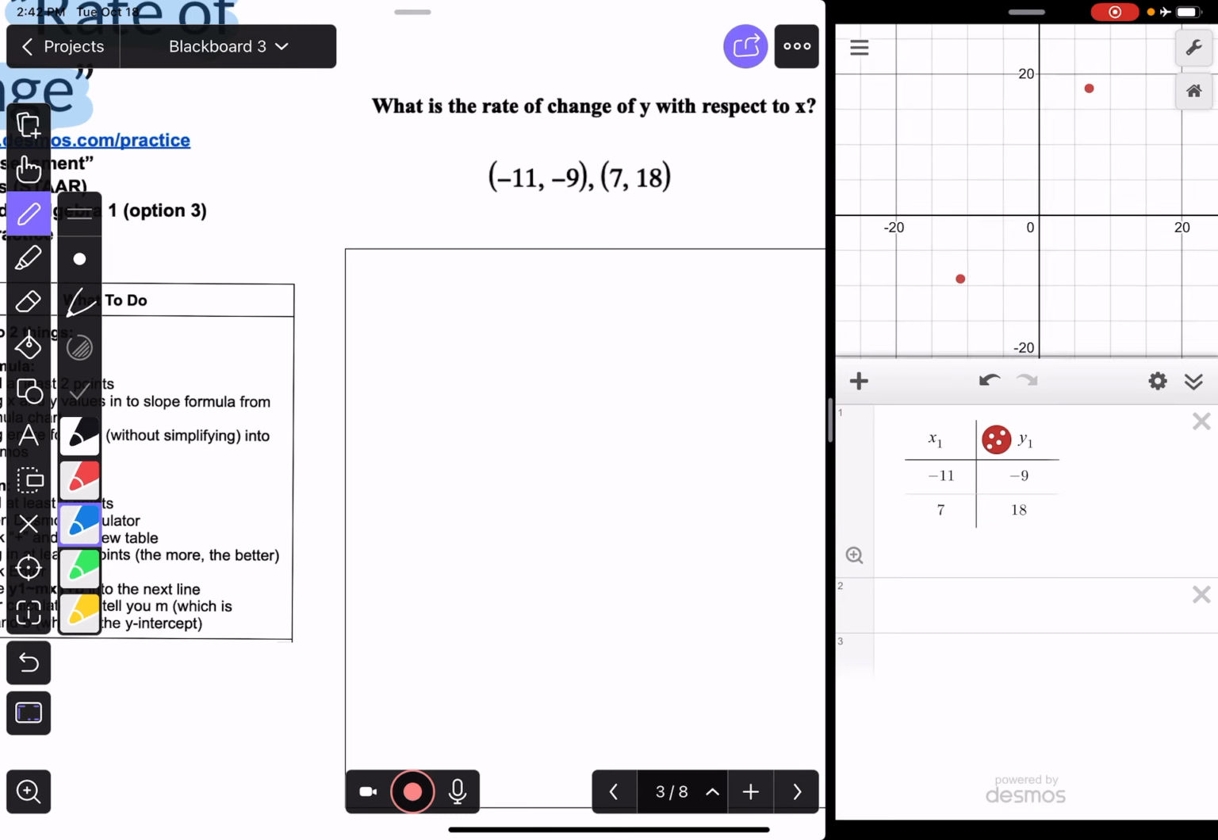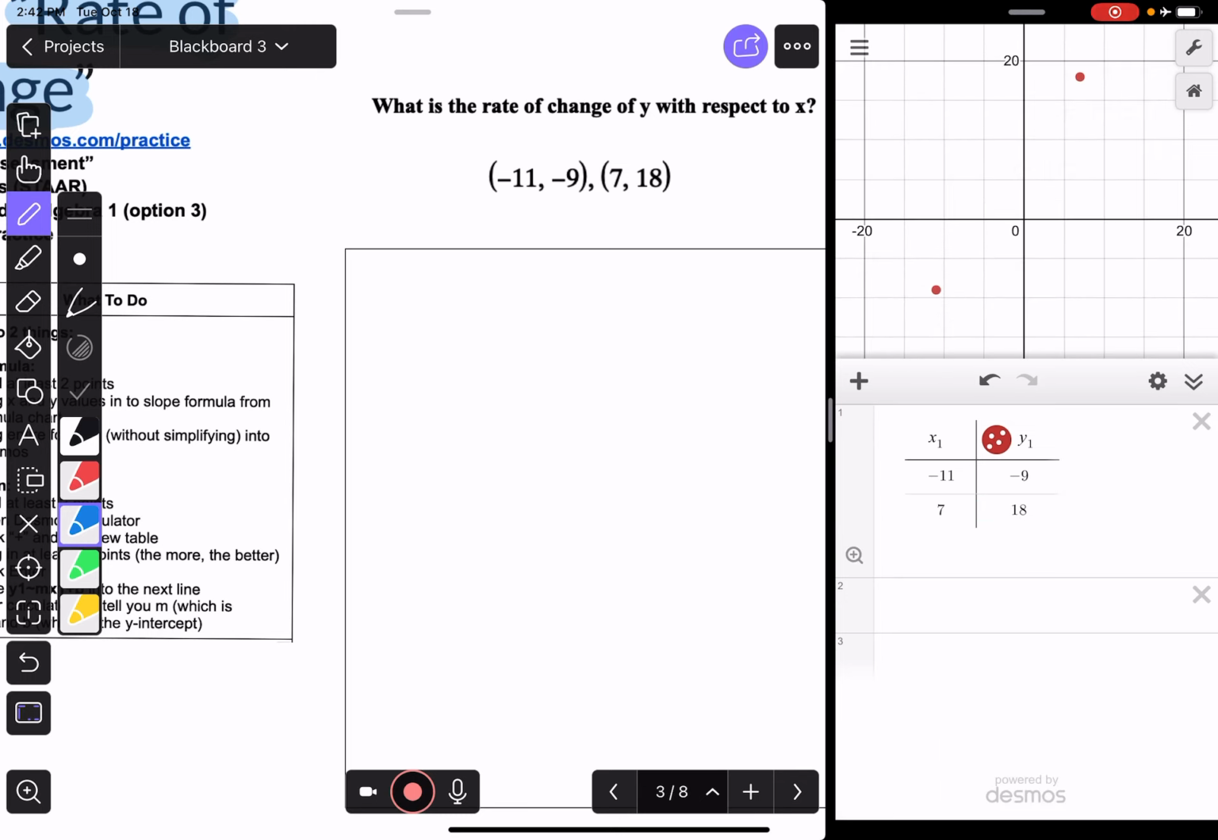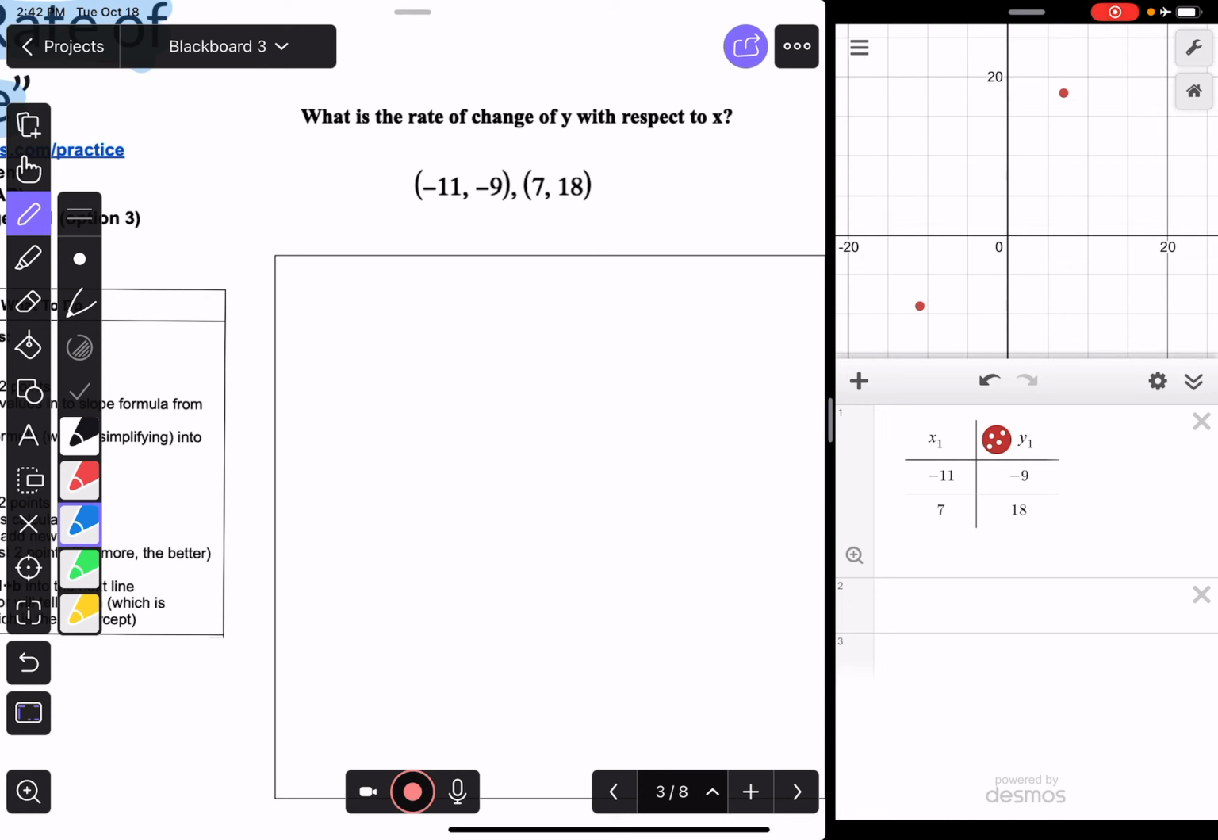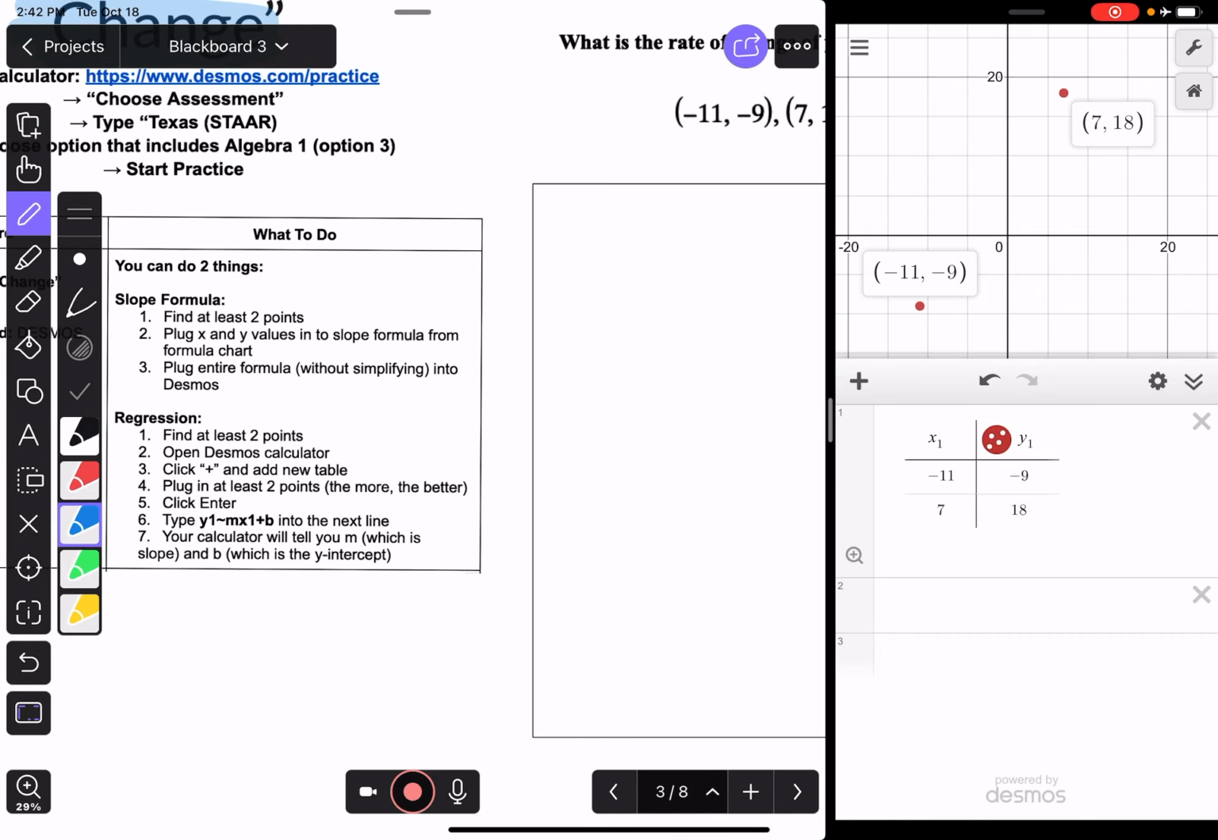And we see our 2 red dots pop up. So we're trying to figure out what is the rate of change between these 2 points. How we can do that is we can actually get the calculator to write an equation of a line for us that goes through those 2 points. And then we can very easily see the slope with that equation. So what we need is to write the equation of a line.